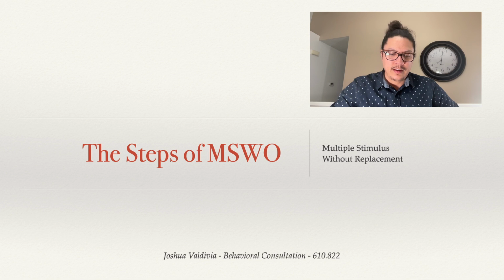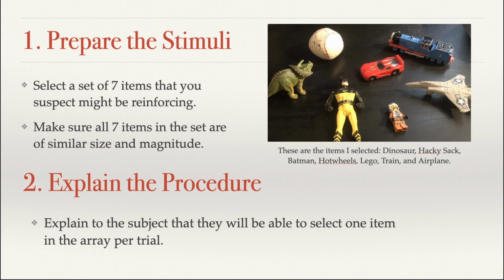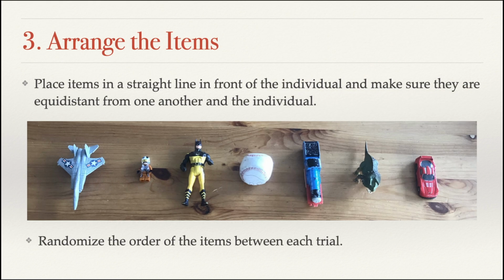So let's go into the steps for conducting an MSWO. The first step is we're going to prepare our stimuli. We'll find 7 items that we suspect will be reinforcing, and make sure all 7 items are of similar size and magnitude. The second step is to explain the procedure. We're going to explain to the subject that they will be able to select 1 item in the array per trial. The third step is we're going to arrange the items.